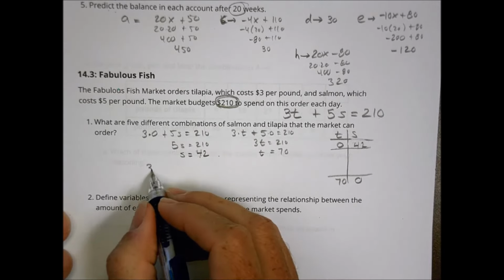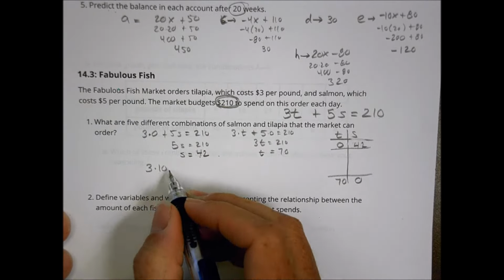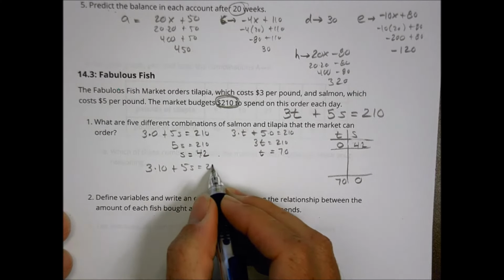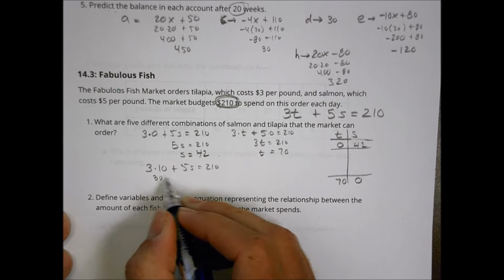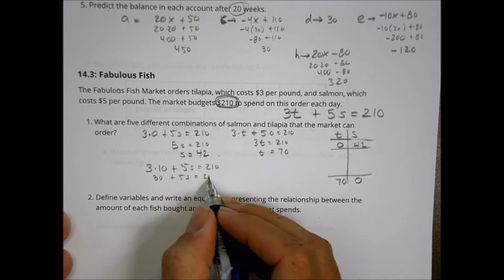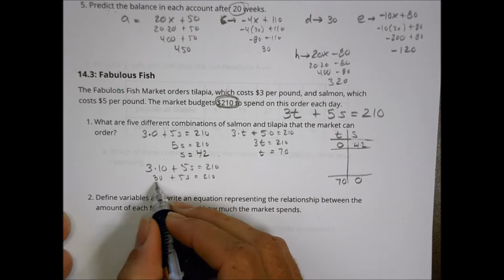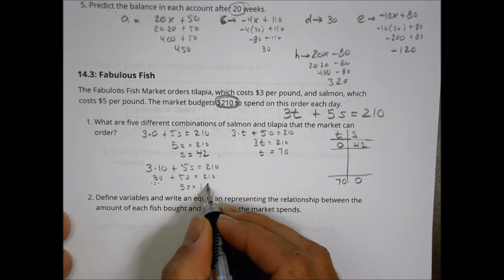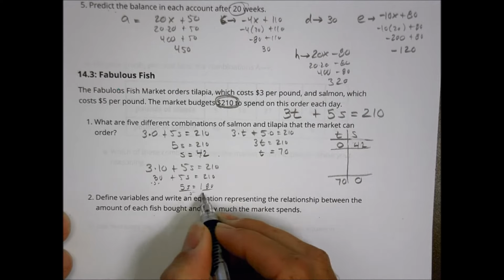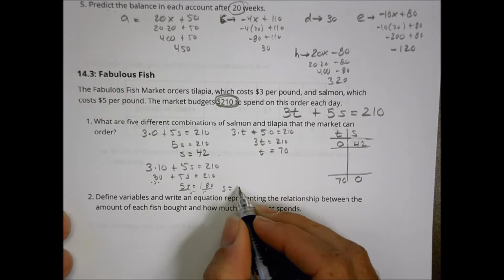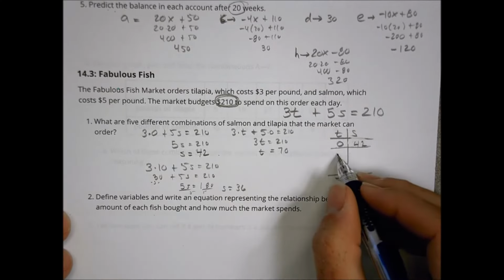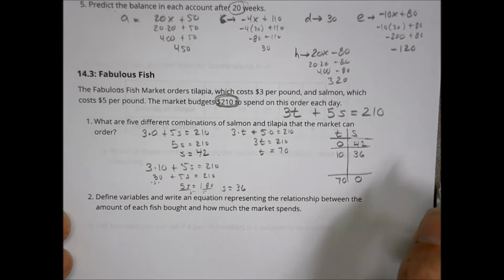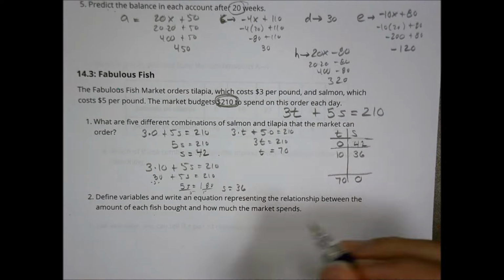If I did 3 times 10 pounds of the tilapia plus 5s equals 210, this would give me 30 plus 5s equals 210. And then I would subtract 30, so 5s equals 180. And when I divide by 5, s equals 36. So if I was to buy 10 pounds of this, I would end up with 36 pounds of the salmon. Okay, so there are ways to go about that.